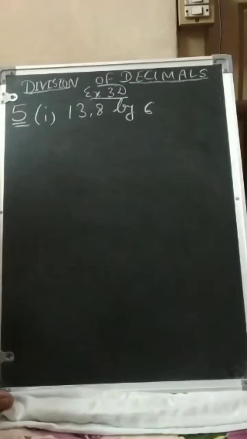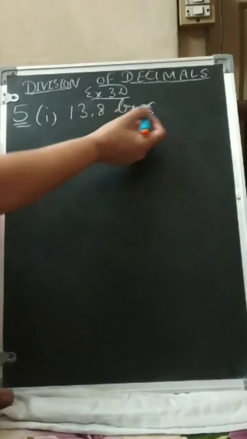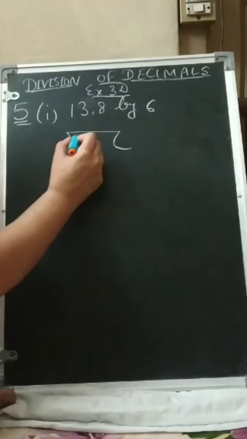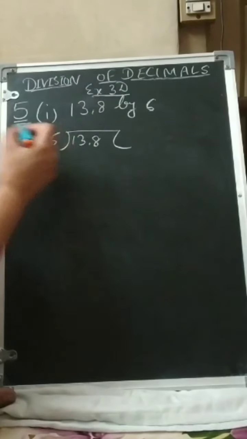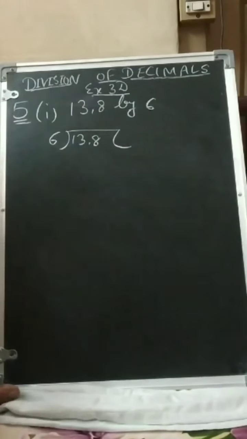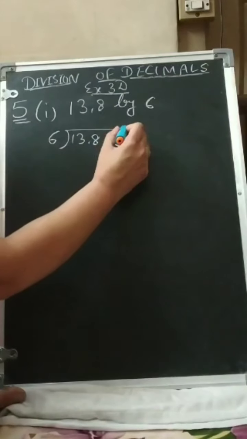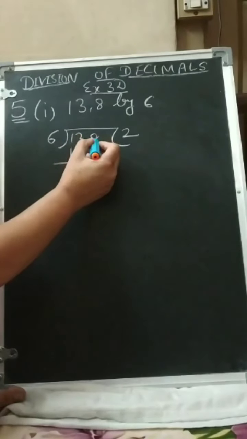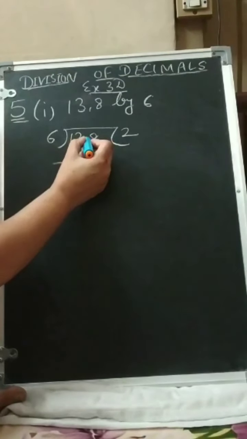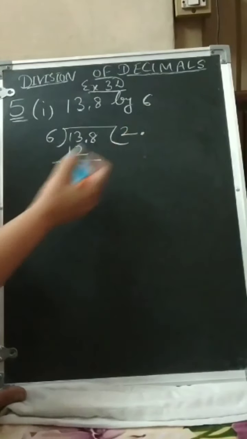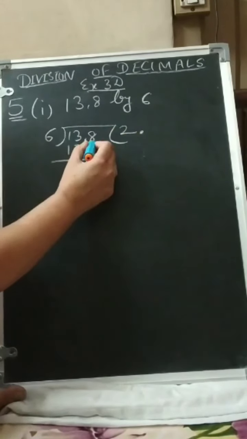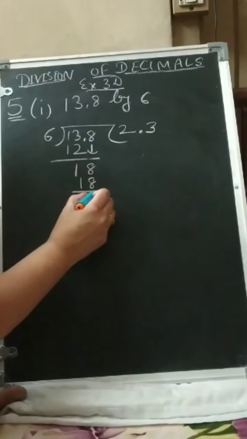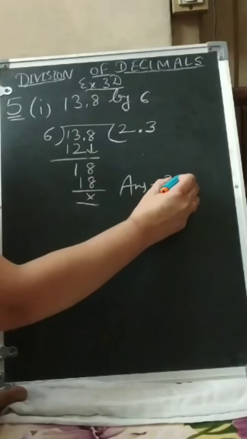Now we will learn how to divide any decimal by any natural number. So fifth question, first part, we have to divide 13.8 by a natural number. Now we will start division, long division you are doing. 6 2s are 12, 3 minus 2, 1. Now before taking this 8 down, we will put this decimal in the quotient. Don't forget this step. Now we will take this 8 down. 6 3s are 18 and your answer is 2.3.